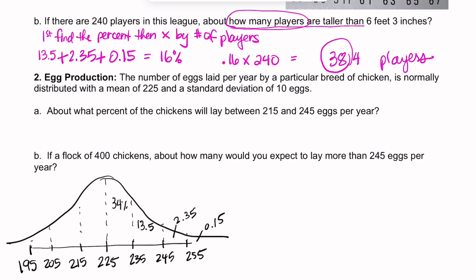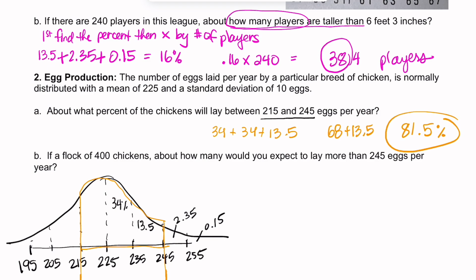About what percent of the chickens will lay between 215 and 245? Let's see, 215 is here and 245 is here. So what we'll want to do is add up all of that space right there. So that would be 34 plus 34 plus 13.5, 81.5 percent. Hopefully I did that math right.